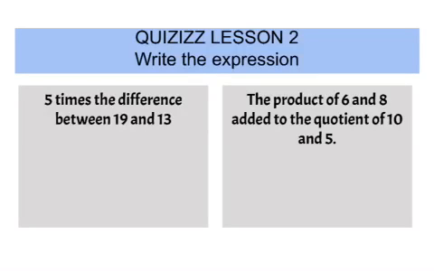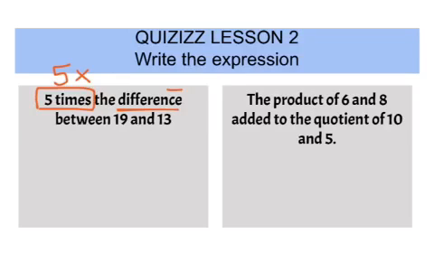Alright, this is Quizzes Lesson 2. Write the expression. So let's practice. 5 times the difference between 19 and 13. So my key word here is difference. I'm going to start there because I know that's the answer to a subtraction problem. And 5 times means I'm going to do 5 times or multiply.